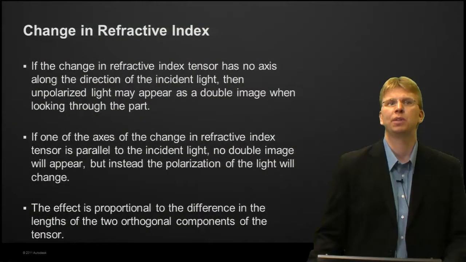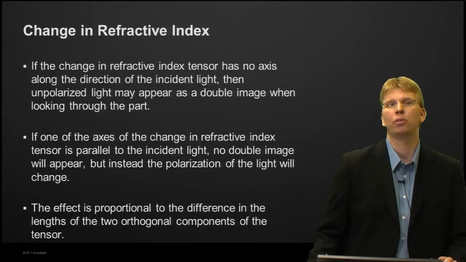A couple of tips when looking at a change in refractive index plot. We can change the refractive index to look at tensors. And if the tensor has no axis along the direction of the incident of light, then unpolarized light may appear as a double image when you're looking through the part. That's something that we definitely don't want. If one of the axes of the change of refractive index tensor is parallel to the incident of light, no double image will appear, but instead the polarization of the light will change. So you see kind of a rainbow color typically.